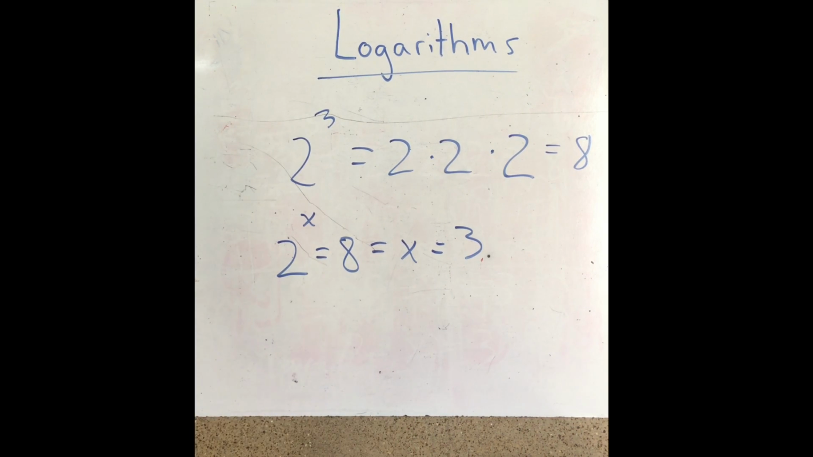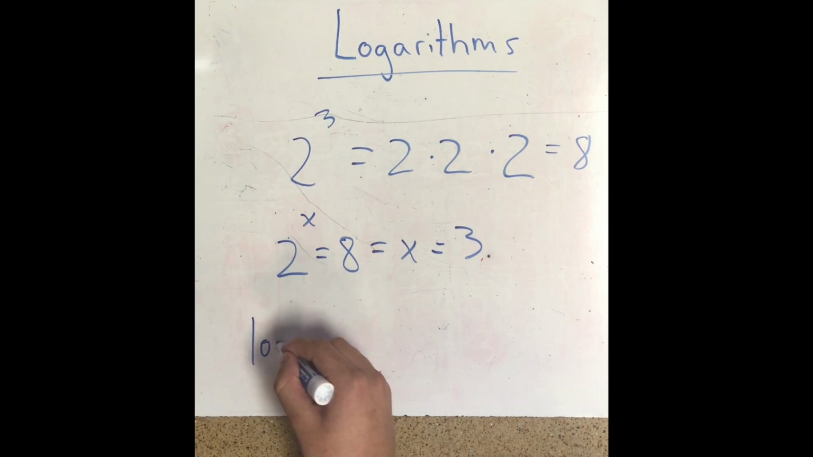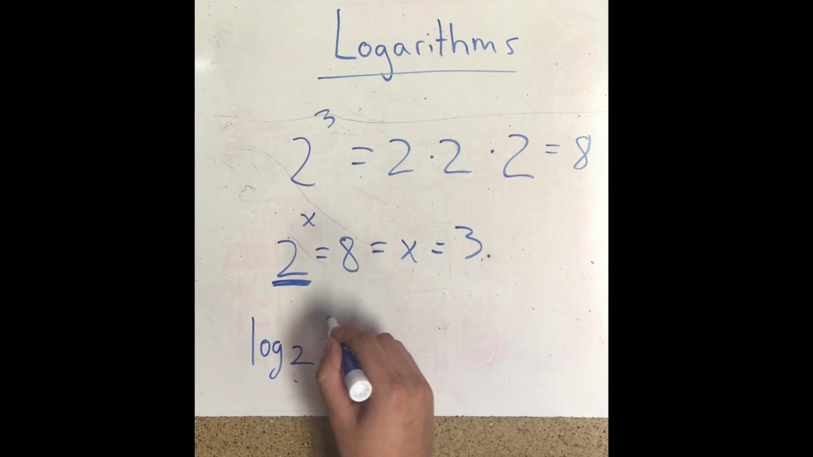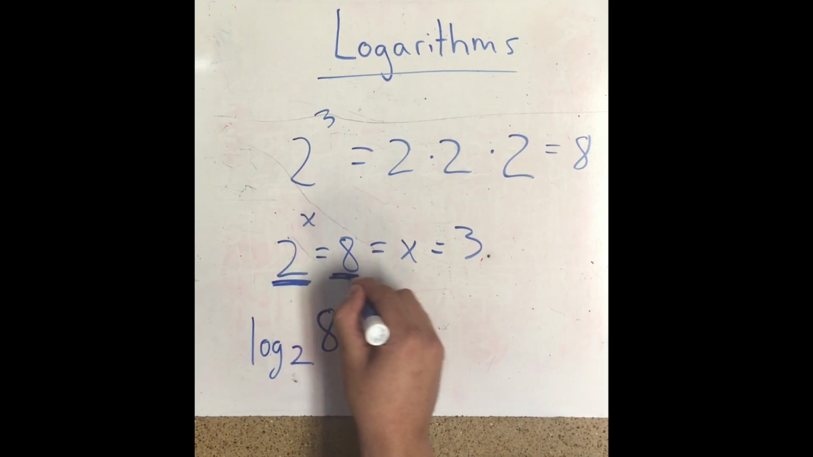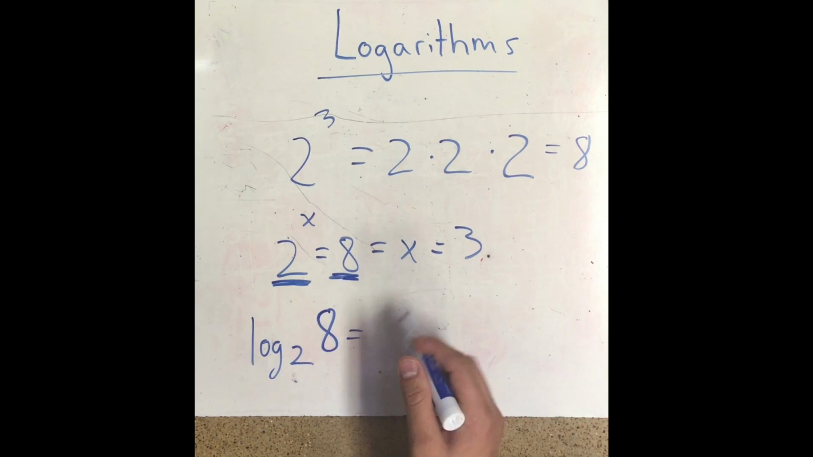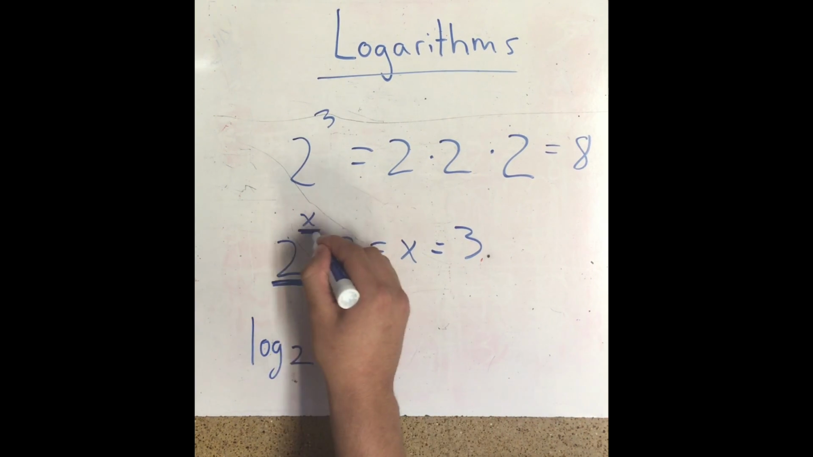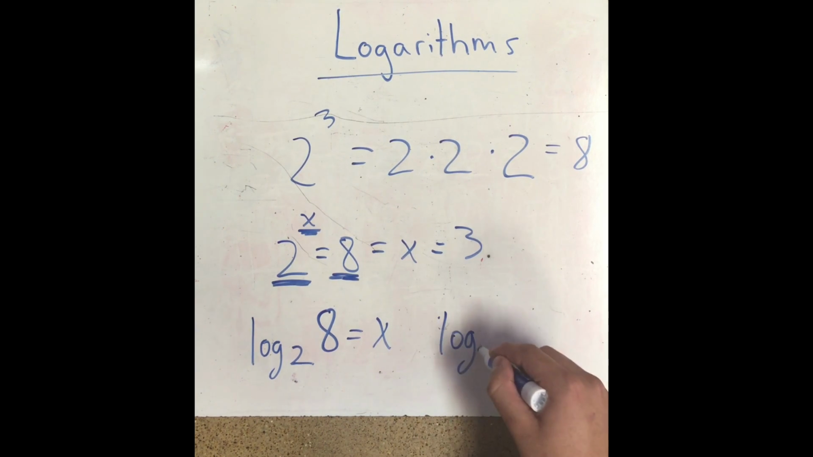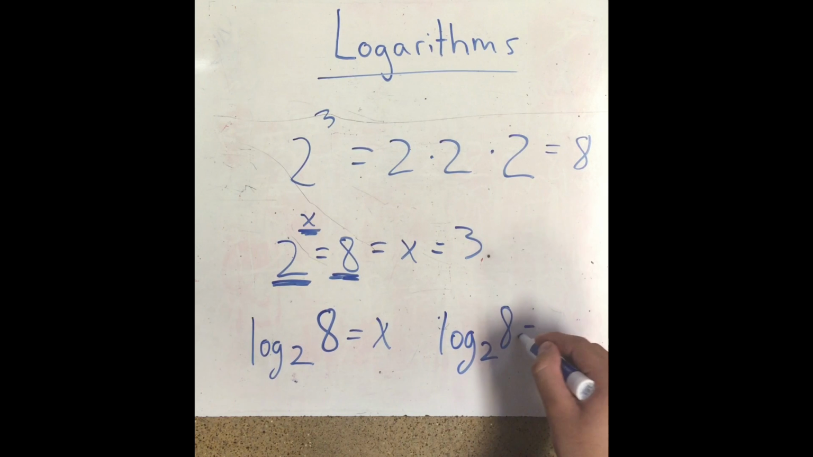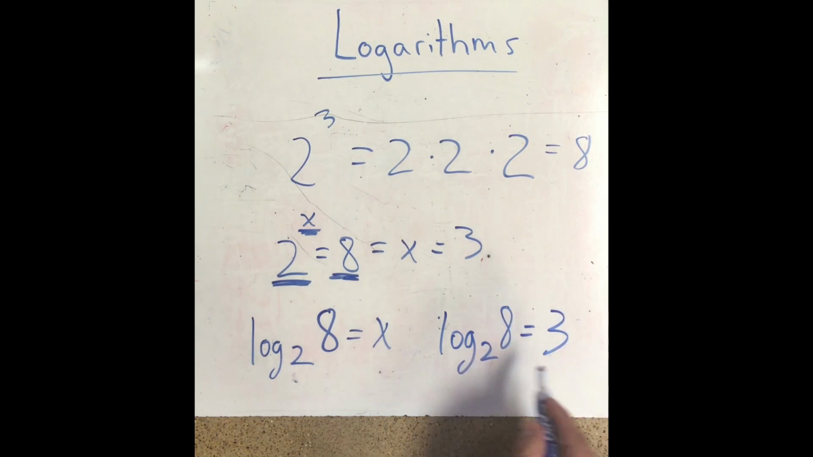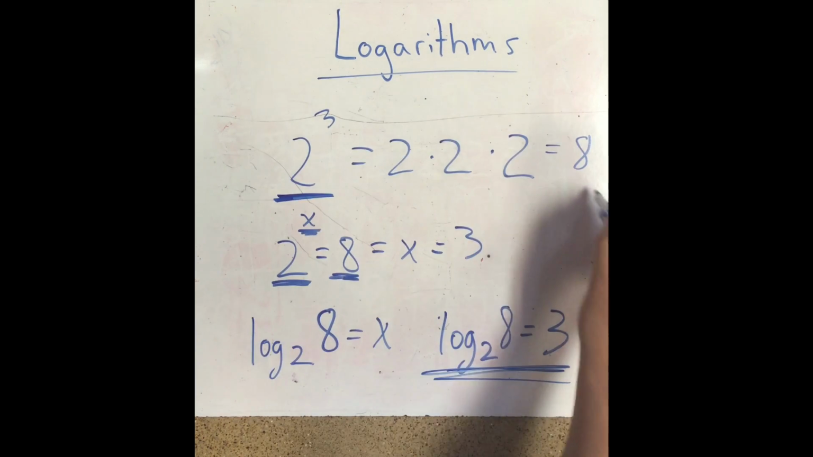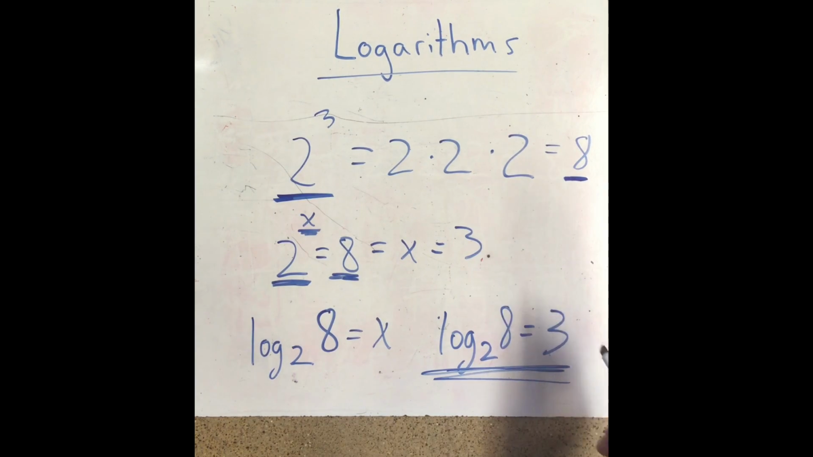And the way you would denote this in logarithm notation would be log base 2 of 8 equals x. And this would be log base 2 of 8 is equal to 3. And these two statements here and here, being that 2 to the x equals 8, are two equivalent statements.